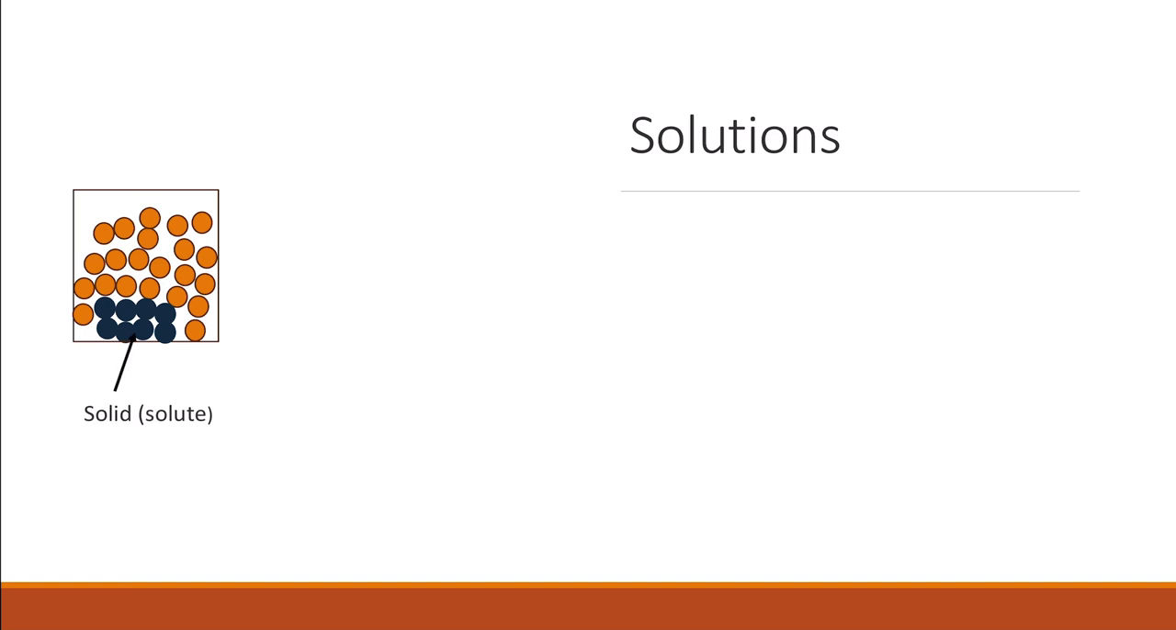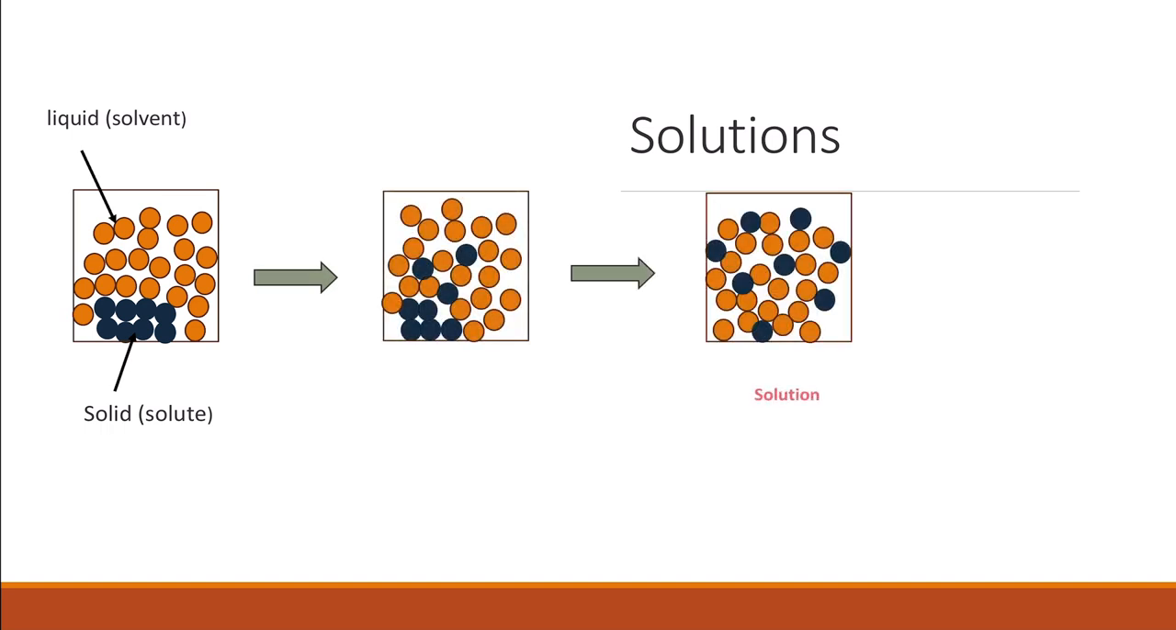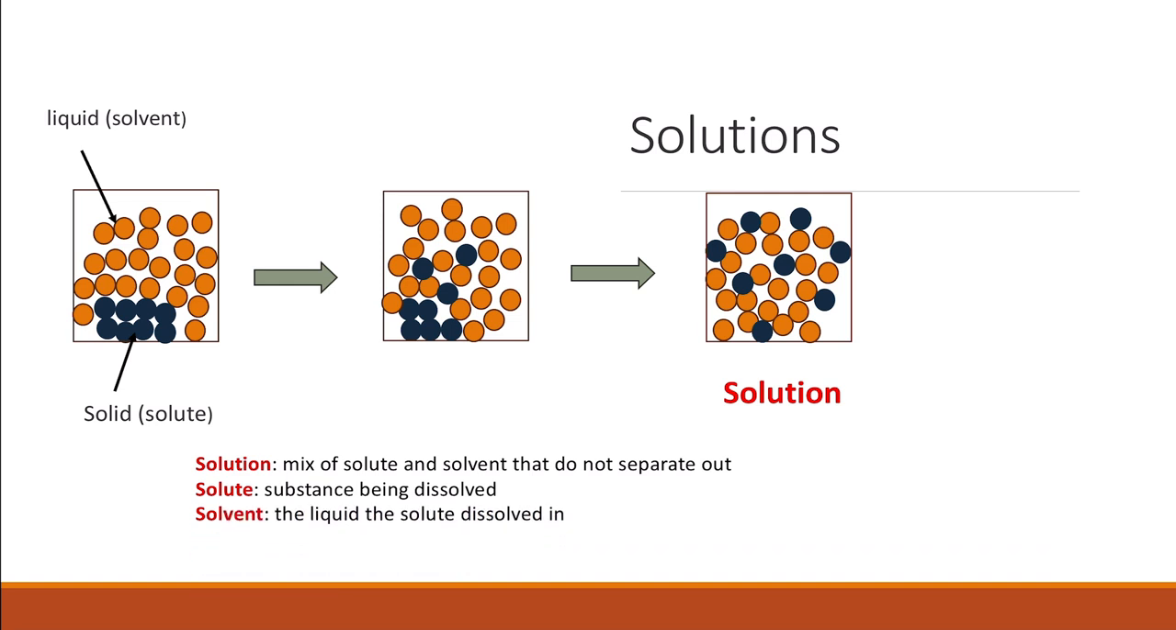Solutions. A solution is formed when a solid, which is a solute, diffuses through a liquid, which is called the solvent, and a solution is formed when the particles completely diffuse through the solvent. So a solution is a mixture of a solute and a solvent that do not separate out. A solute is the substance that is being dissolved. It could be a solid and it could also be a gas. And a solvent is the liquid the solute dissolves in.